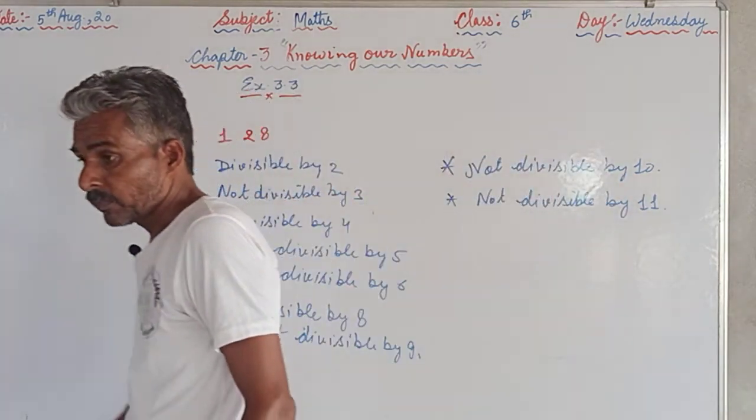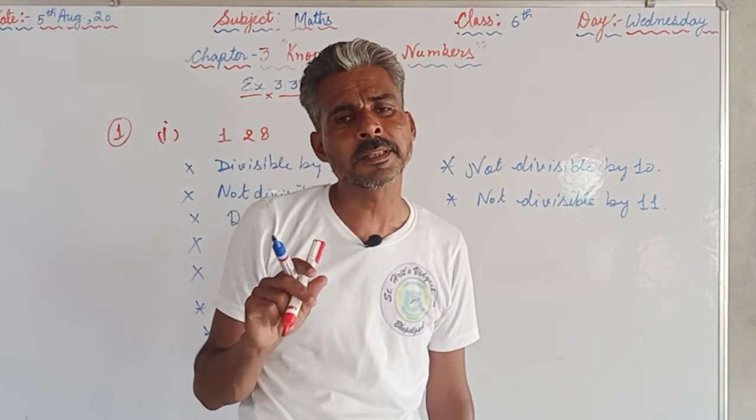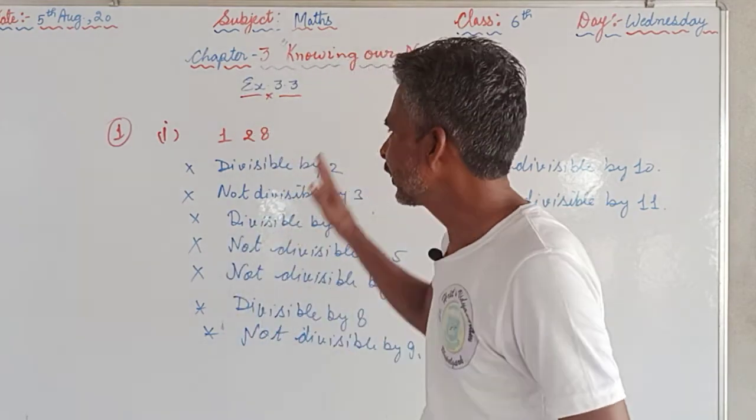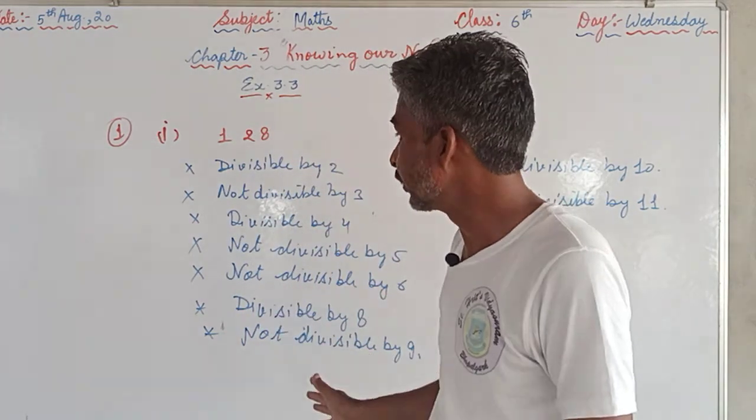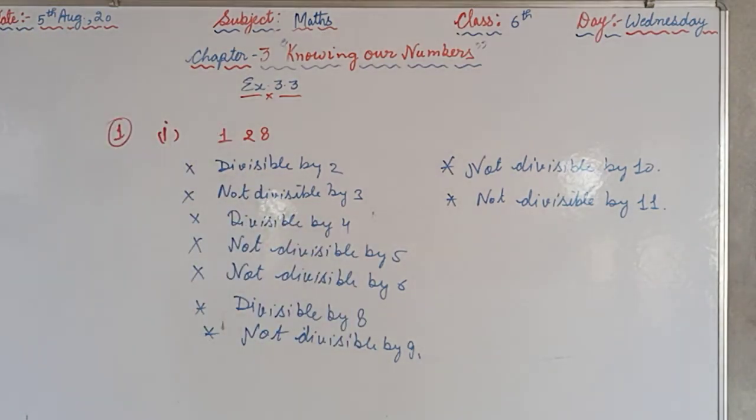So like this we have to solve the questions. You are not supposed to prepare the table. I am telling you again, you are not supposed to prepare the table. You are supposed to attempt the question like this. You are supposed to write the points by which number this number is divisible and by which number this number is not divisible. At the same time you can solve question number 2.